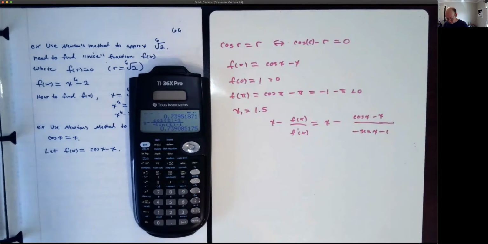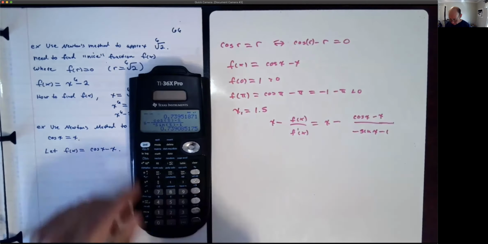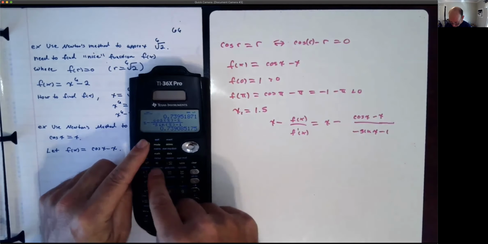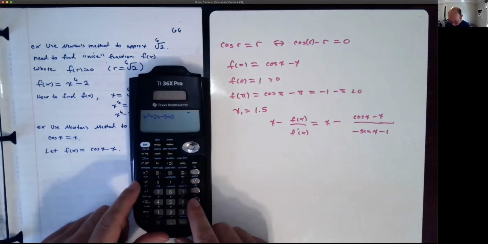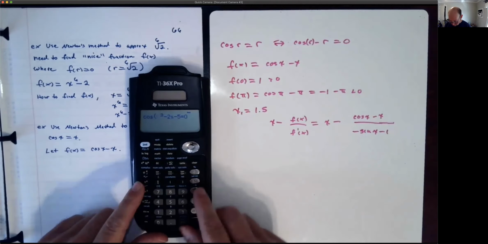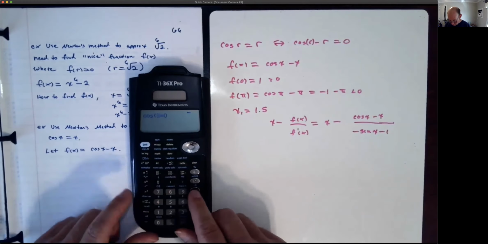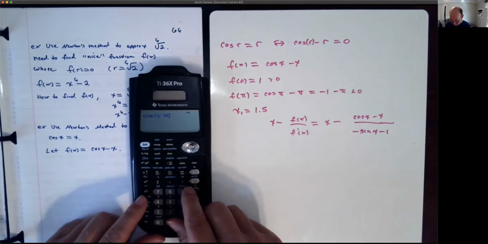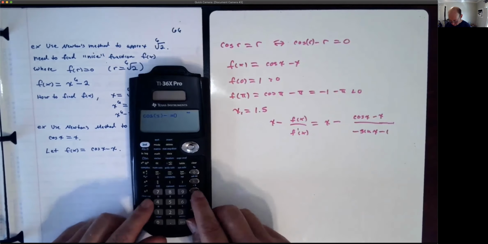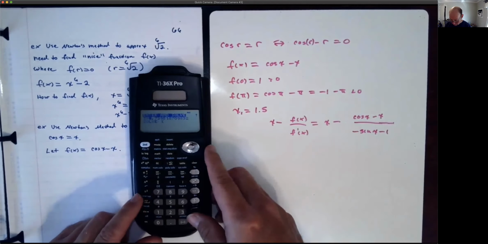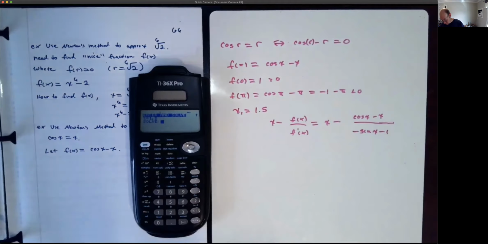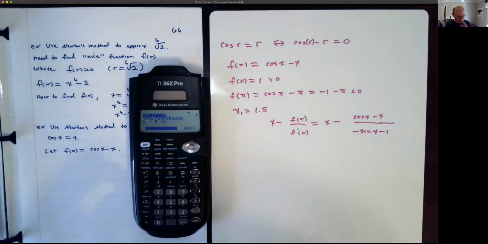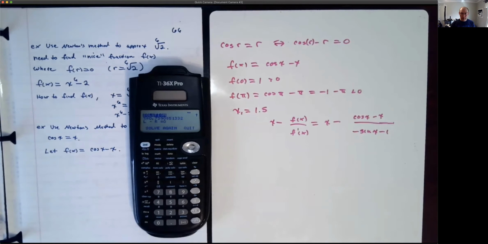So that's the idea. You can check your answer using the numerical solver and solve cosine of x minus x equals 0. And that was our first guess. Let's go to 1.5 again. It's essentially doing Newton's method for you. And as you can see, we did zero in on the correct answer.